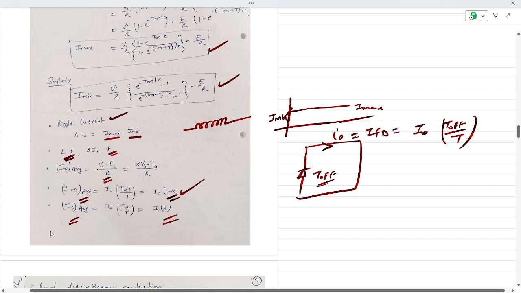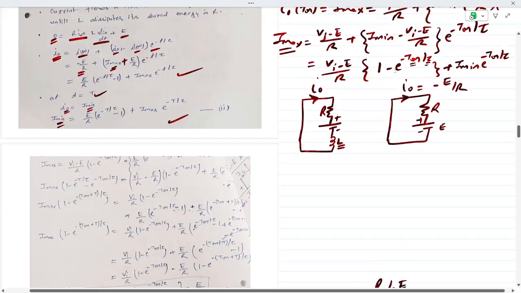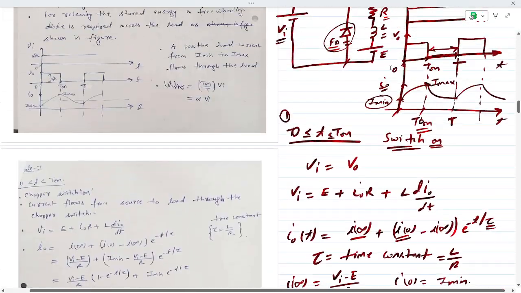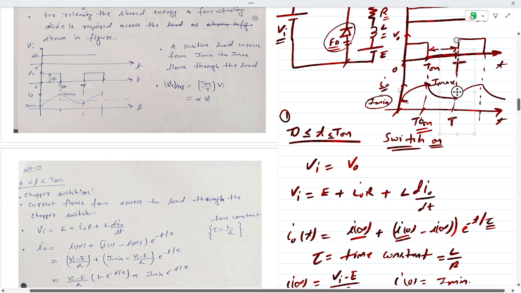In the next video, we will see the discontinuous conduction when the RLE load is there. This case was the continuous conduction. On the basis of current flowing through the load, I can categorize it as continuous and discontinuous. You can see that current is continuous over 0 to T. No discontinuity is there, meaning here we are using a large size of inductor.